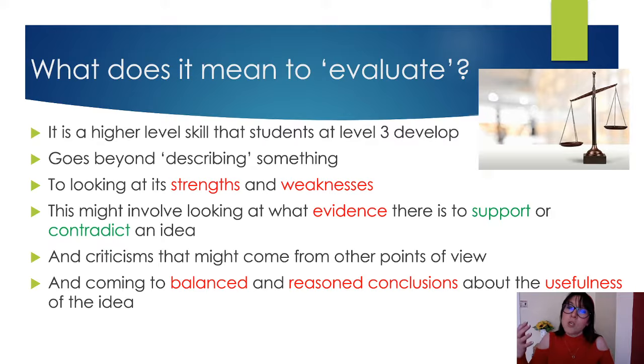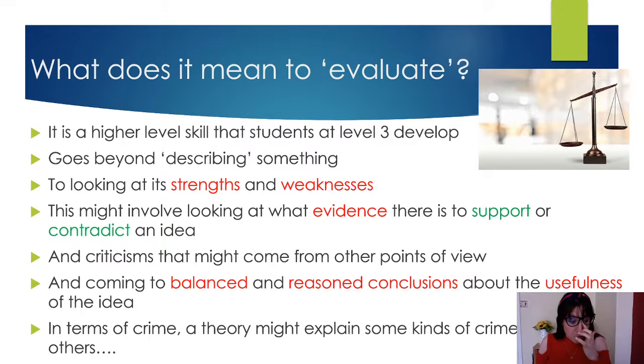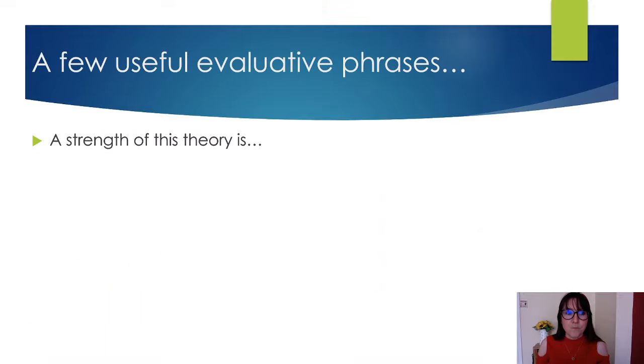So you can't just sit down the middle and just say these are the strengths and these are the weaknesses. You have to lean and evaluate one more than the other, and that's your job. I cannot tell you whether, I can only present you with some evaluation. You then need to apply them. You need to say where there are more strengths or weaknesses, for example. In terms of crime, a theory might explain some kinds of crime better than others.